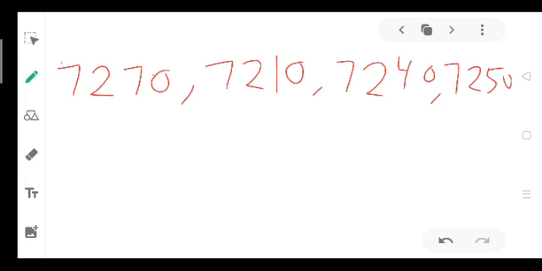7250. Same order, ascending order we have to write. Firstly check their thousands. 7777. Thousands are same. Now check their hundred place. 200, 200, 200, 200. Oh, these are also same. We can't compare. What we have to do?